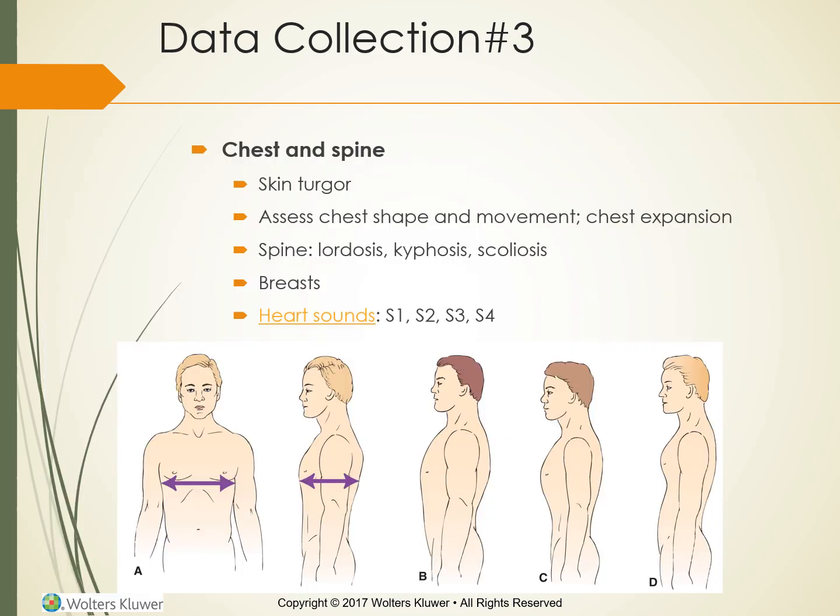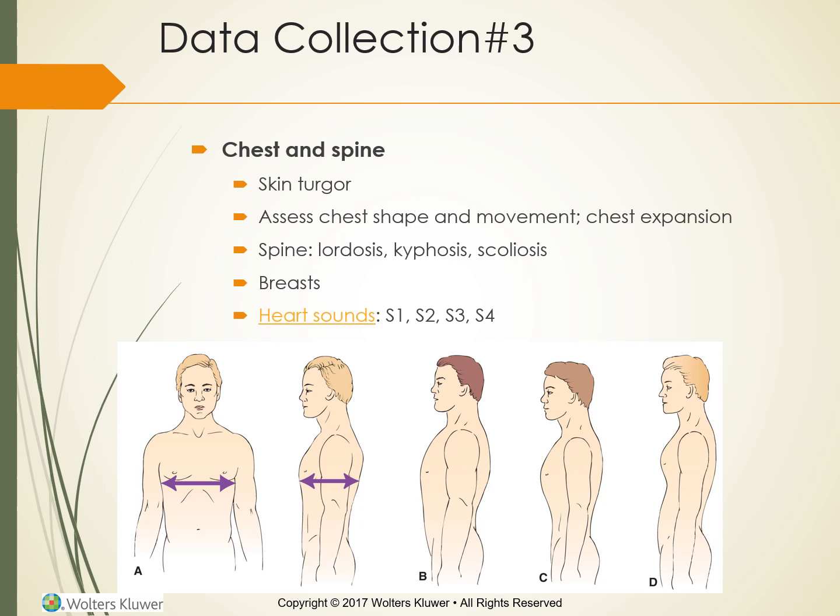Next is chest and spine. You're going to inspect for skin turgor by pinching up just under the collarbone to see if it tenses. If it tenses and doesn't go back right away, that's a sign of dehydration. Also, you want to assess chest shape and movement and chest expansion, making sure it's equal and full.